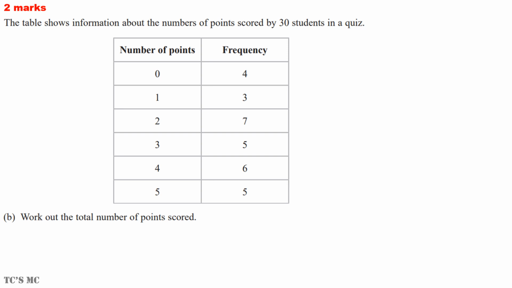Work out the total number of points scored. For total number of points, we need to do frequency multiplied by the points. 0 multiplied by 4 is 0. 1 multiplied by 3 is 3. 2 multiplied by 7 is 14. 3 multiplied by 5 is 15. 4 multiplied by 6 is 24. 5 multiplied by 5 is 25.